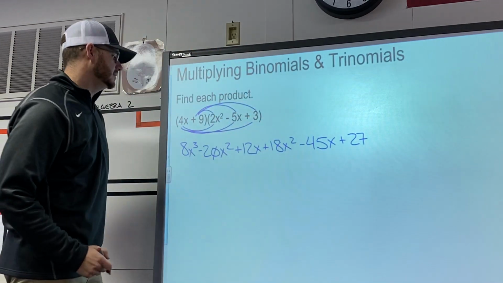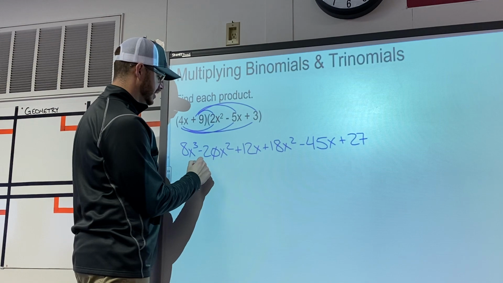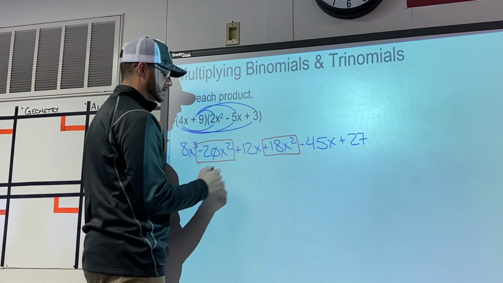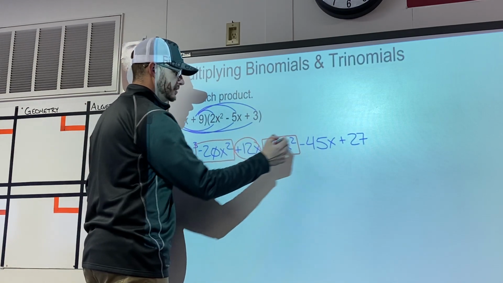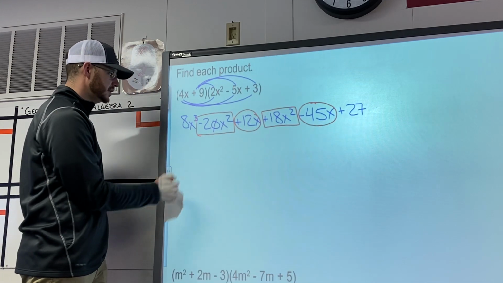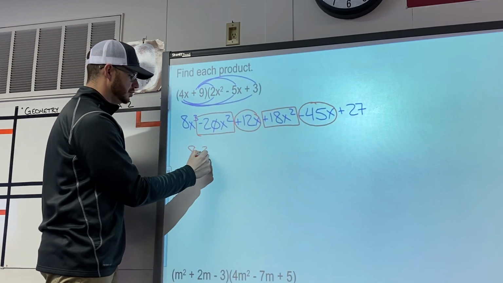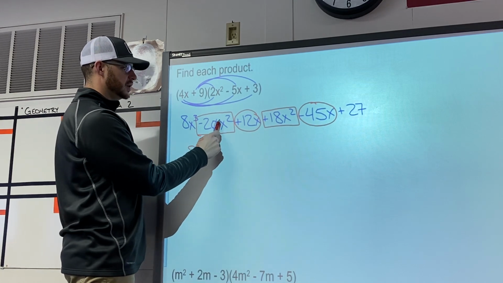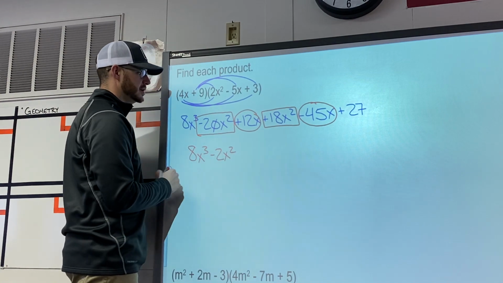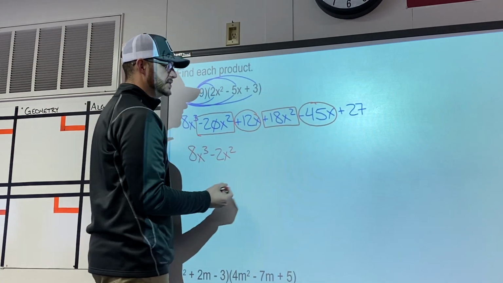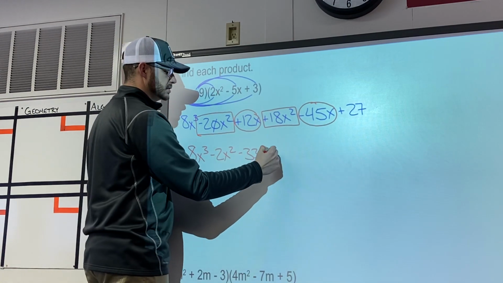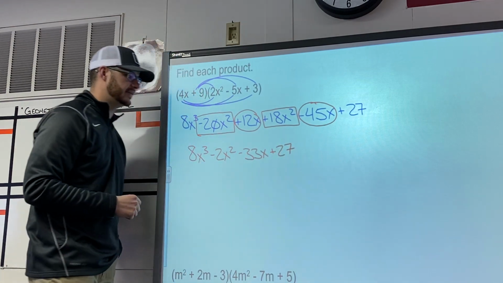Now I need to find any like terms and combine them. So I've got a -20x squared and a positive 18x squared. I've got a positive 12x and a -45x. So I'm going to have 8x cubed. Then -20x squared plus 18x squared gives me -2x squared. 12x minus 45x gives me -33x. And then I've got my 27 at the end.